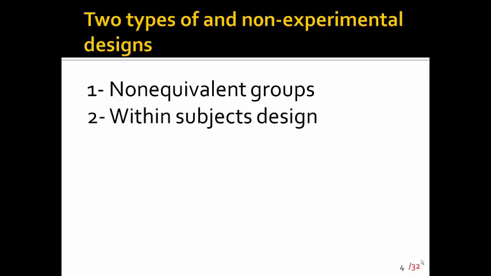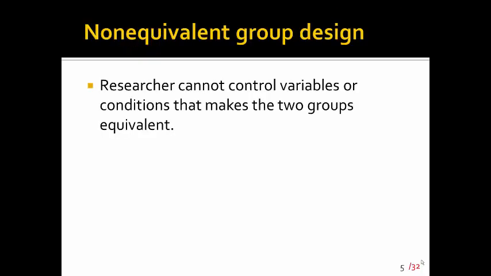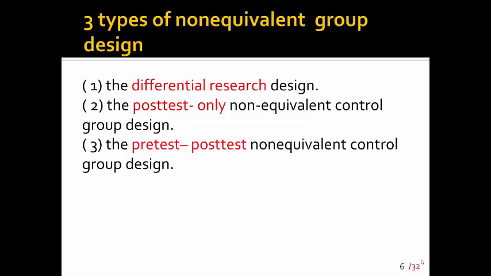There are two types of non-experimental research. One is non-equivalent group and the other one is within subject design. The non-equivalent group is when you have two groups, but the groups are not comparable because we don't have random assignment. In non-experimental research, there are three types of non-equivalent group research design. One is the differential research, the other one is post-test only, and then there is a pre-test and post-test.